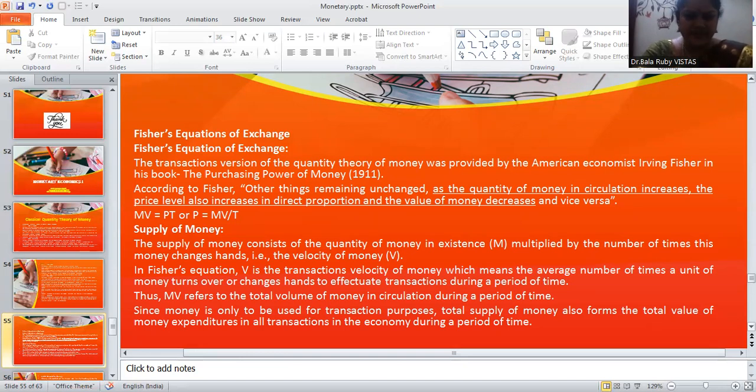So in Fisher's equation, V is the velocity of money. It means the average number of times a unit of money turns over or changes hands in transactions during a particular period of time. Therefore, MV in the sense the total volume of money in circulation during a particular period. Since the money is only to be used for transaction purposes, the total supply of money also forms the total value of money expenditures in all transactions in the economy during a particular period of time.